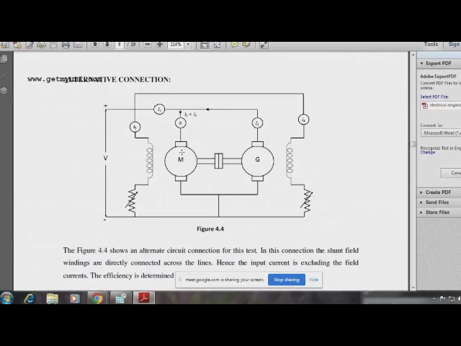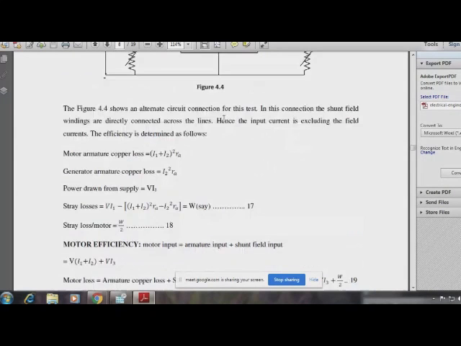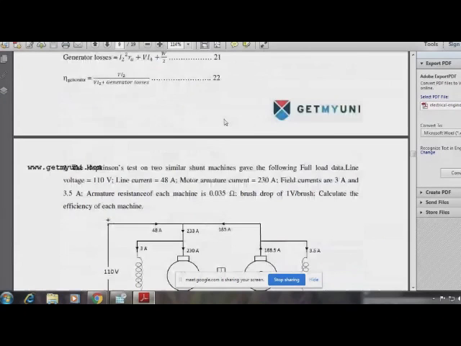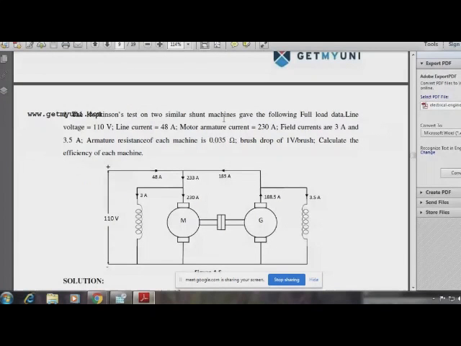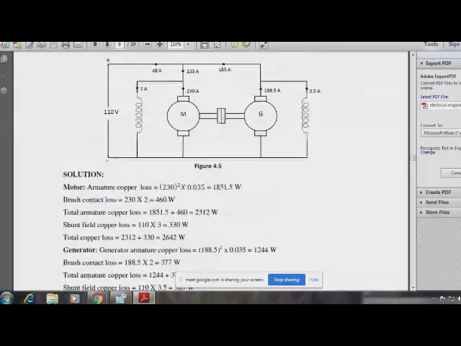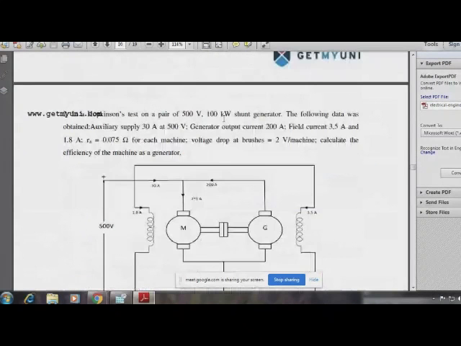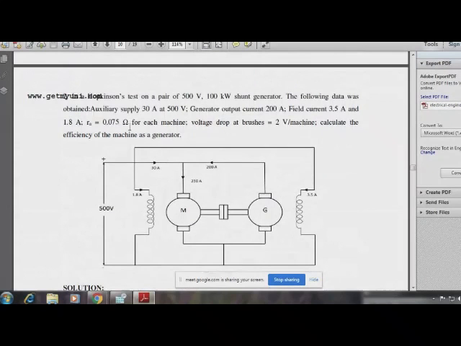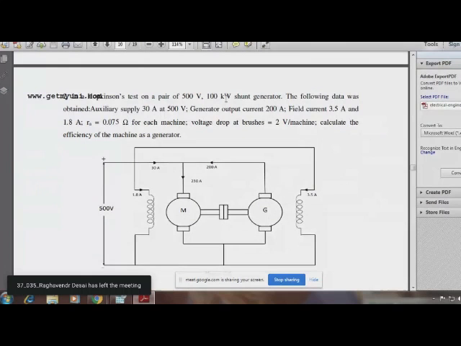Yeah, this is the one what we have discussed, correct? Yes, sir. So here we will take up an example on this. Please copy down this problem. Hopkinson test on a pair of 500 volt, 100 kilowatt shunt generator.